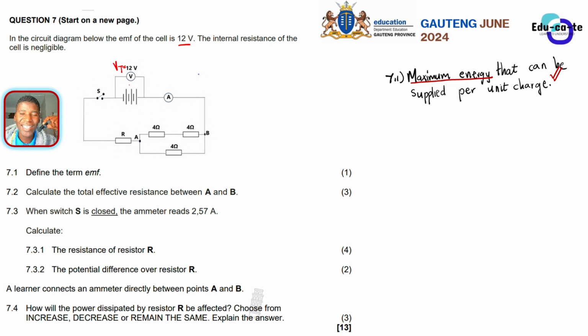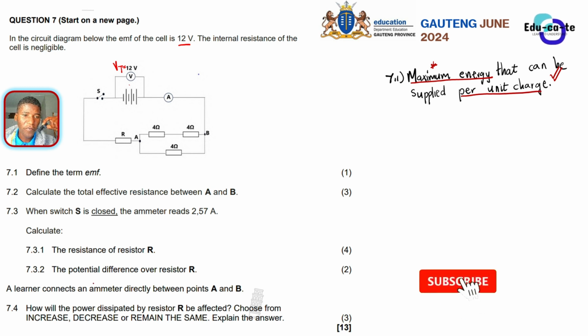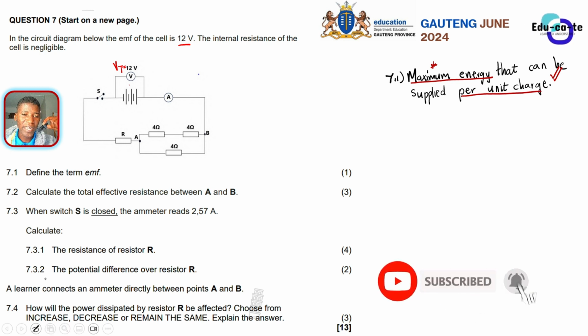Don't just write it's the energy, because the energy provided by the battery is known as the voltage or the potential difference. But this type of potential difference, known as the EMF, is the maximum energy. So the keyword here is maximum energy that can be supplied per unit charge, or you can say per coulomb of charge. Now, before we calculate anything, let us do an analysis on our circuit.